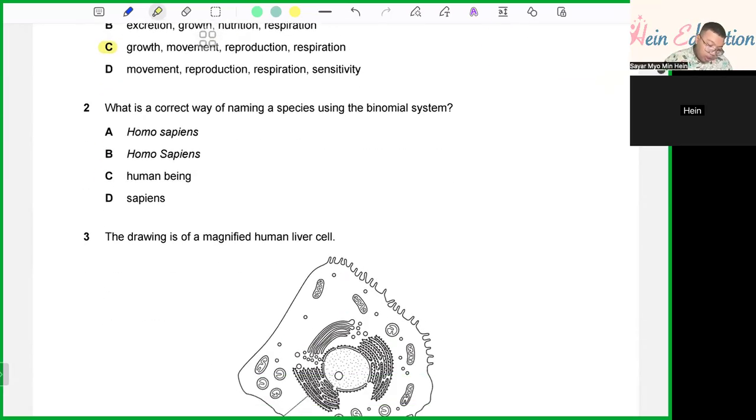And number two, the correct way of writing a binomial system. Binomial system means we have two names, right? Bi means two, a two-name naming system. Only the first letter has to be a capital letter, everything else is in small letters, and it also has to be italic. So the answer is A for number two.